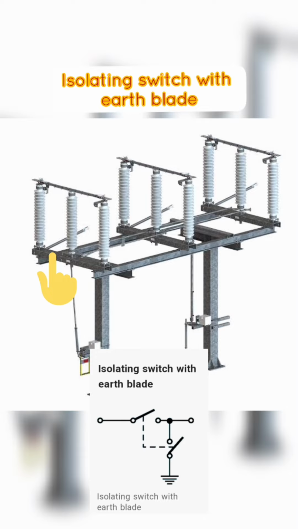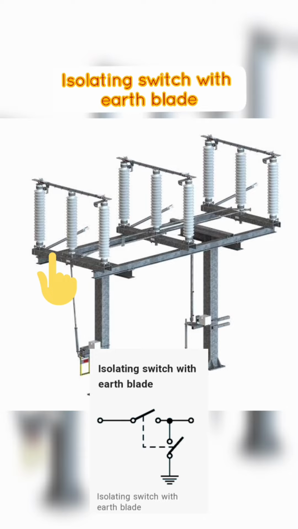The vertical line represents the switch's blade or contact, which can be moved to connect or disconnect electrical circuits. In addition to the vertical line, there is a horizontal line that is perpendicular to the vertical line, which represents the earth blade or ground blade.